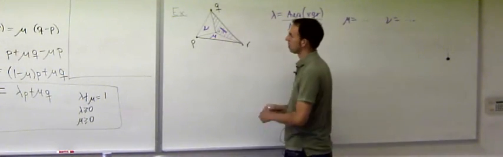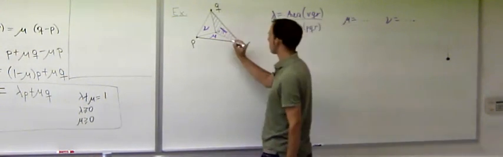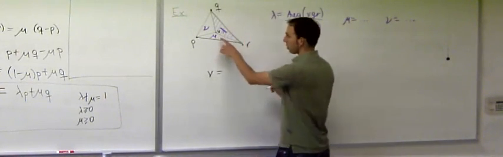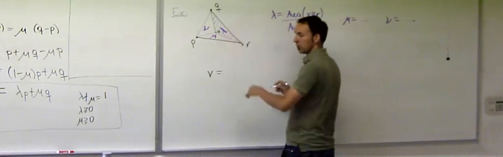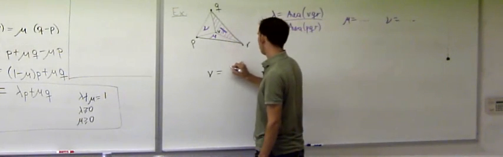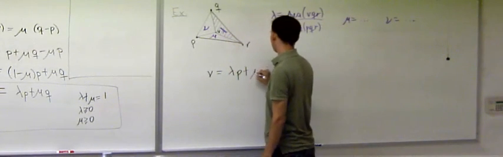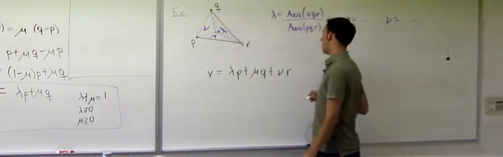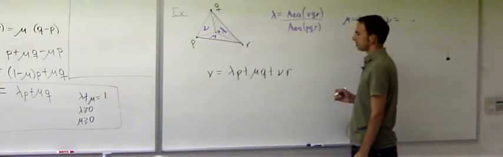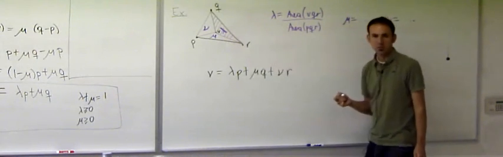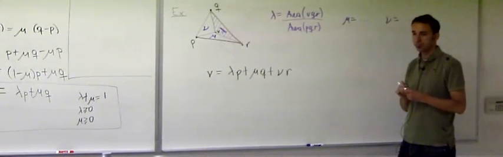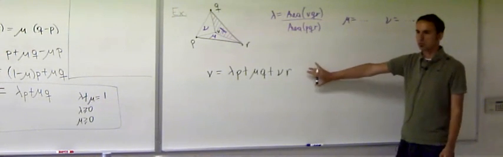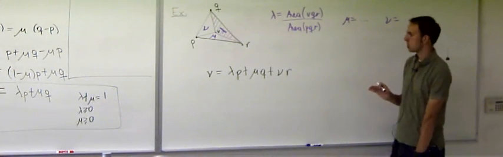Then, through a little bit of calculation, you can prove that the coordinates of the point V, in terms of P, Q, and R, can be expressed as lambda P plus mu Q plus nu R, where lambda, mu, and nu are the numbers that I just defined. Okay? I'm not saying this is obvious. You have to compute, but this is what you would get.